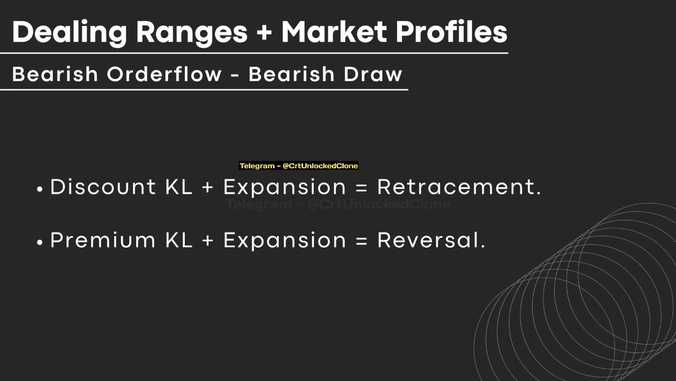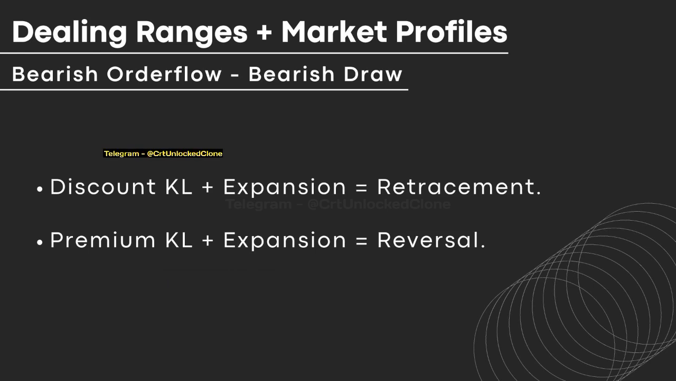When price reaches a higher time frame discount key level inside the higher time frame dealing range with a lower time frame expansion, right? And a bearish dealing range. So in that case, the most likely outcome will be a retracement on the lower time frame.